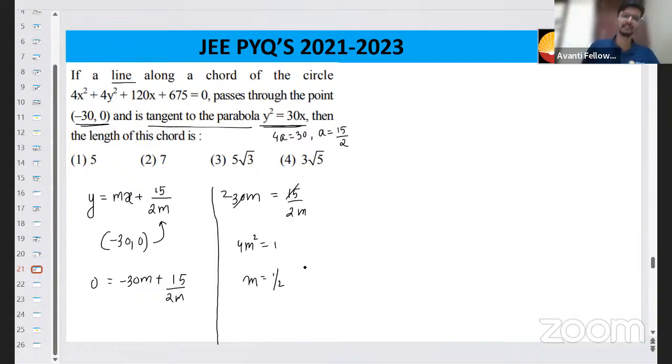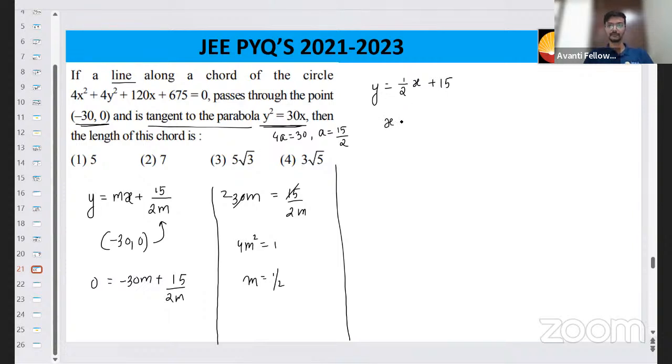Again, we can take any one. We can take plus 1 or minus 1. It's up to you. Obviously, normally we always take the positive, right? So m is equal to half. So if m is equal to half, then the equation of the chord will be y is equal to half into x plus 15. So if we take the LCM, I think we'll get x minus 2y plus 30 is equal to 0. Right?